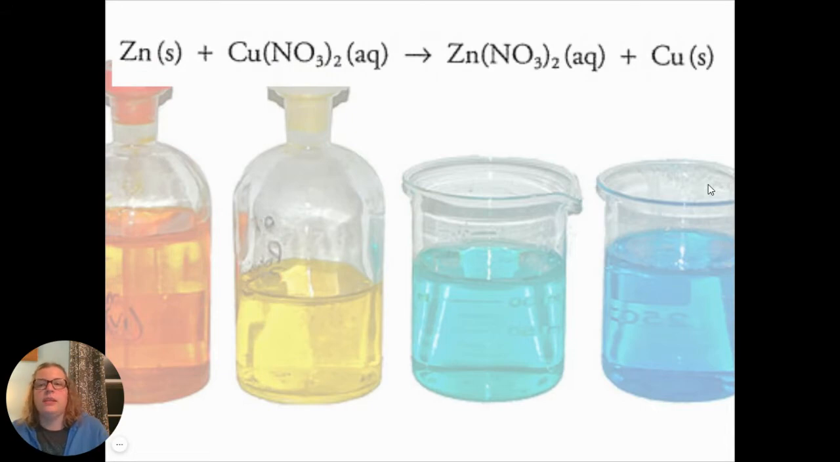So if you look at this one, it's Zn plus Cu(NO3)2 turning into Zn(NO3)2 aqueous and copper solid. So what I want you to mentally think about is what this is going to look like before we mix the things together and after we mix the things together. So if you need to pause the video, take a think, and then we'll come back and take a look at what I think the picture looks like, okay?